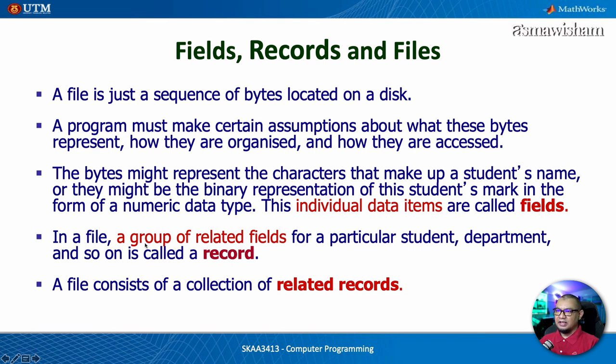In a file, a group of related fields for a particular student, department, and so on is called a record. This is an example, where we use variables like student, department. So there's another term, which is known as record. The combination of field and record is where we have a file. A file consists of a collection of related records, so we have lots of records.